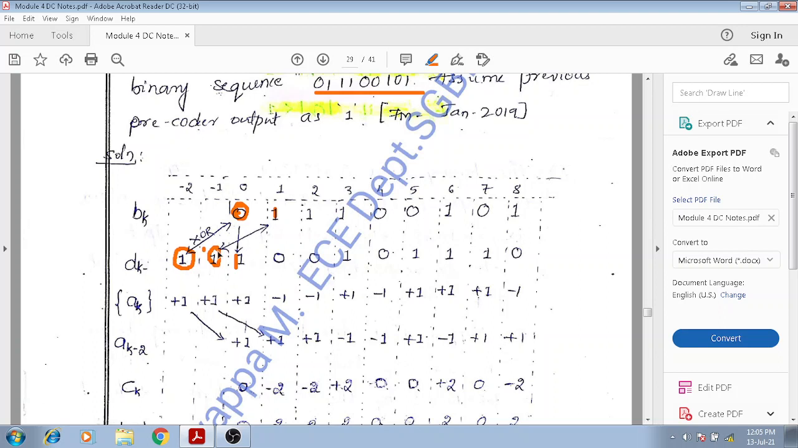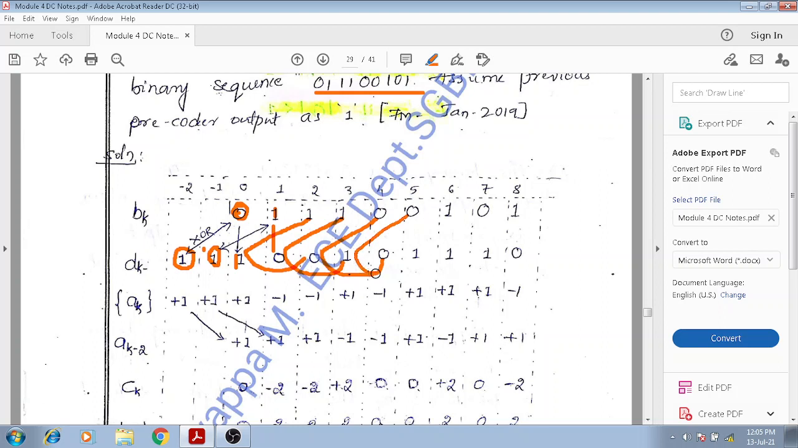Right? 1 XOR 1 is 0. Next, 1 XOR 1 is 0. Next, 1 XOR 0 is 1. 0 XOR 0 is 0. XOR operation means if both the bits are similar, then the output is 0. If the bits are different, then the output is 1.